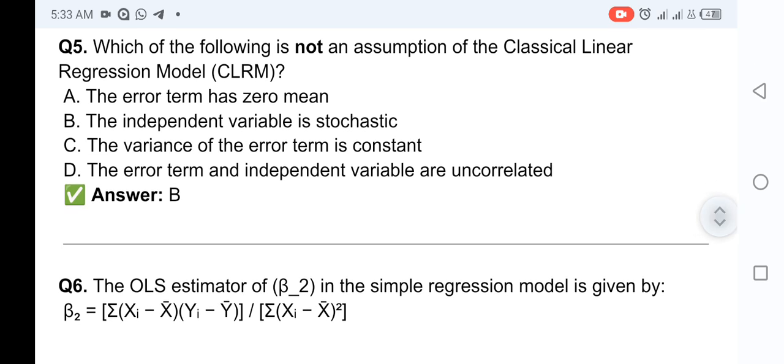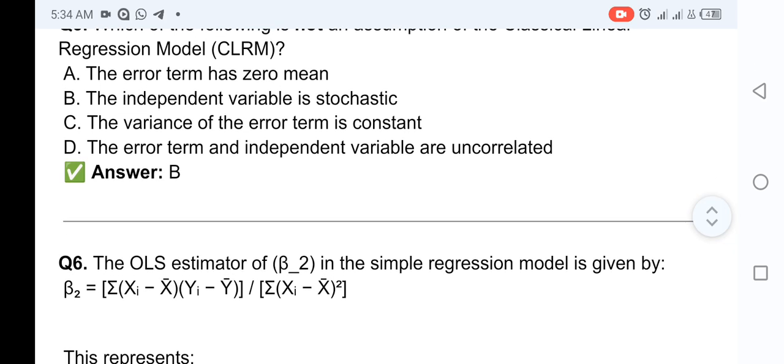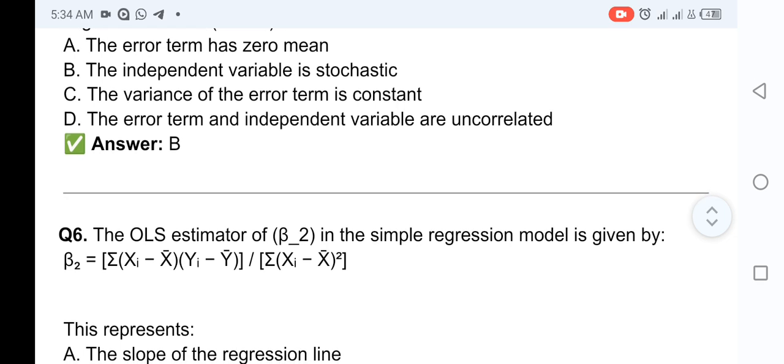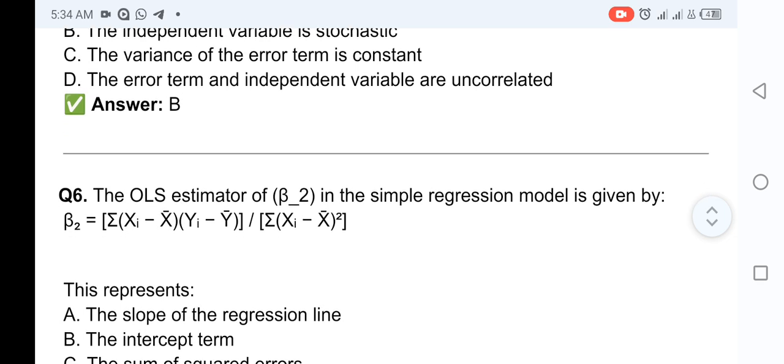The variance of the error term is constant. D. The error term and independent variable are uncorrelated. Answer, B.